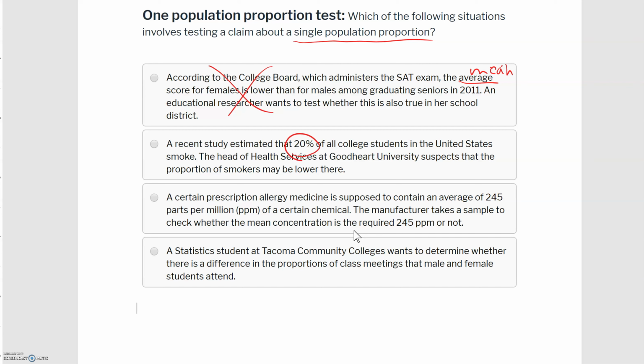A certain prescription allergy medicine is supposed to contain an average 245. Oh, here we go again. The word average. So that's mean. So this is not a proportion. And statistics students at a Tacoma college want to determine whether there's a difference in the proportions, we see the word proportions, of class meetings that male and female students attend. Okay, so I suppose there's a difference in proportions. So this is two proportions, not just one. So in other words, you're comparing one proportion to another.